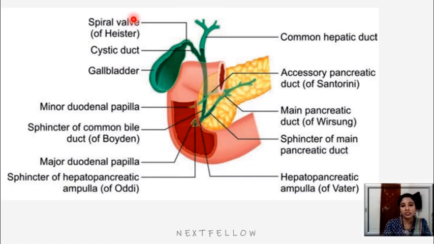So the relationship of hepatic, pancreatic and gallbladder ducts. The gallbladder is a blind pouch joined with a single cystic duct, with numerous mucosal folds within the cystic duct called the spiral valve or valve of Heister. The cystic duct joins with the common hepatic duct to form the common bile duct.